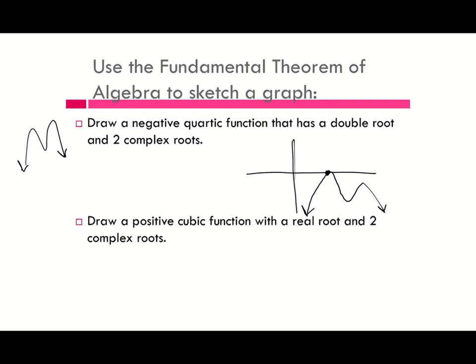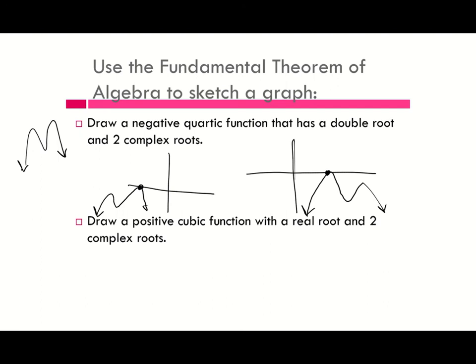Now I could also sketch it like this. Maybe I want it over here, and I want to do my complex roots first and then bounce off. There's different options to fulfill this criteria here. But I need to have a double root, it needs to be negative, and I have to have my 2 complex roots as well. So for the next one, I'd like you to go ahead and sketch a graph, pause the video to do so, and then play the video and check to make sure that yours is similar to the one that I'm going to draw.